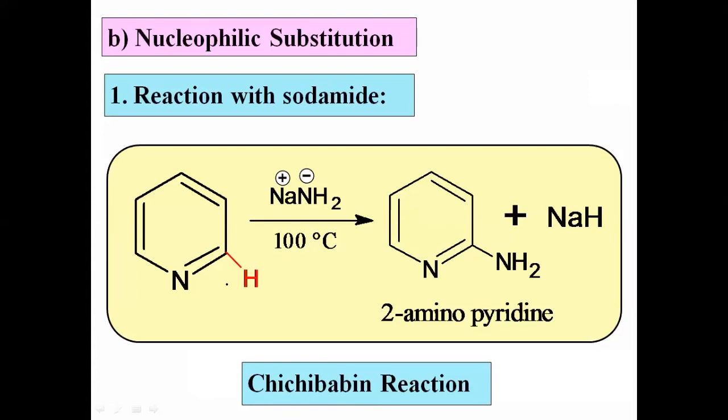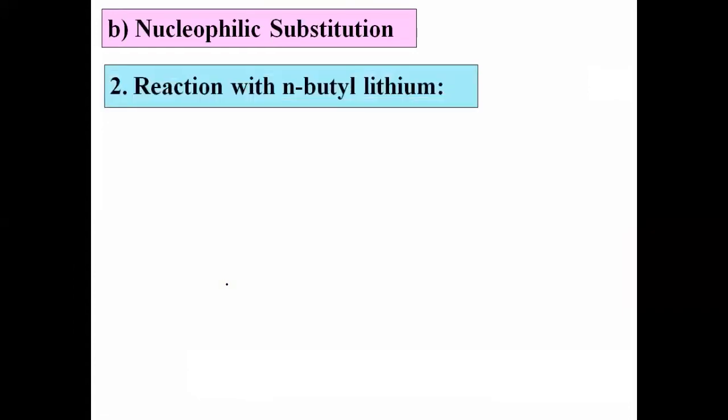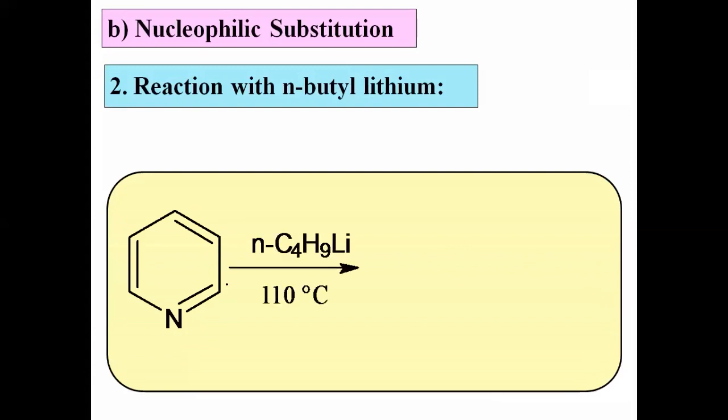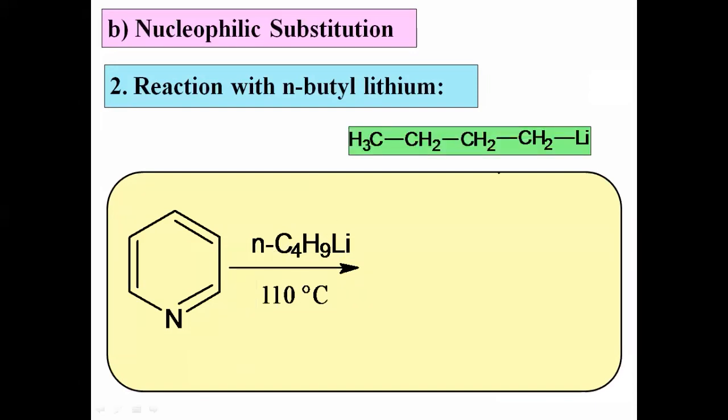Yes, Chichibabin reaction. When pyridine is treated with sodamide, we get 2-aminopyridine, and that reaction is called the Chichibabin reaction. Now let us see the next example, reaction with n-butyl lithium. Okay, this is our pyridine molecule. When that pyridine molecule is treated with n-butyl lithium, n-C4H9Li, this is n-butyl lithium. Instead of writing that long chain of carbon, I have written only the simple molecular formula C4H9Li. The reaction is carried out at 110 degrees Celsius.